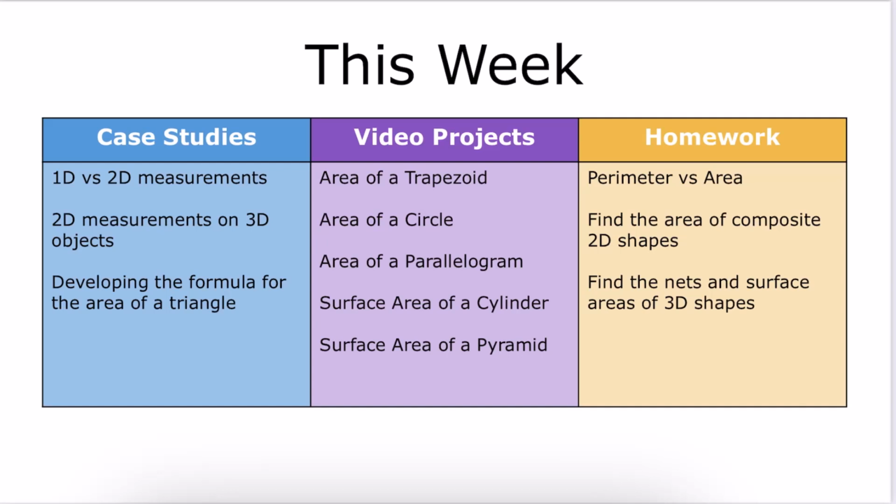For your homework, you'll do some activities that compare perimeter versus area. You'll also be finding the area of some composite two-dimensional shapes, where you have to break the shape down into parts so that you can find the area of each part and then add them together. And then you'll also be finding nets and surface areas of three-dimensional shapes.